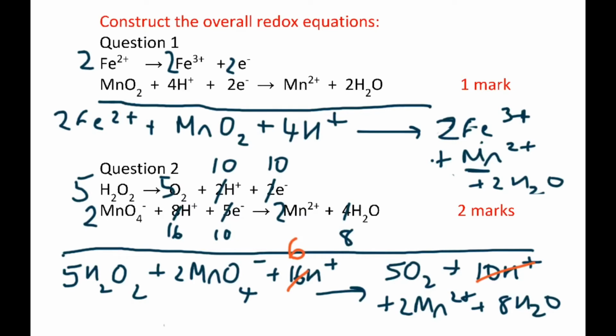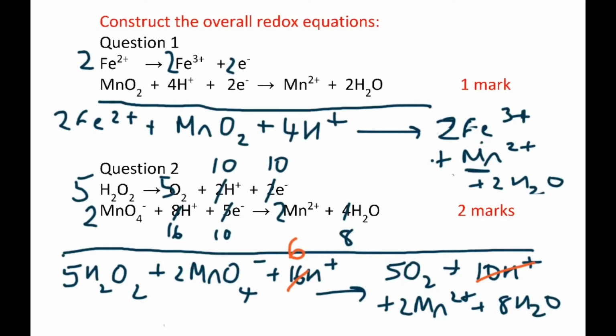Again, please double check, is it balanced? Count up the hydrogens: you've got 16 hydrogens on the left and 16 on the right. You've got 18 oxygens on the left and 18 oxygens on the right. You've got 2 Mn and 2 Mn. Make sure your charge is balanced. The total charge on the left is +4, and the total charge on the right is +4. So you don't even have to look at a mark scheme. You know you've got the right answer because you've checked that it's balanced.